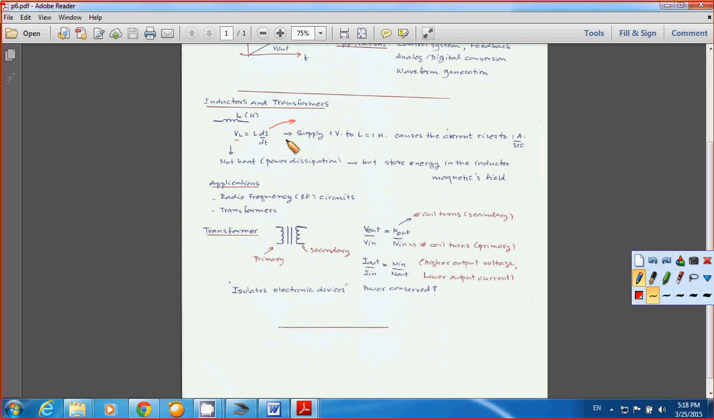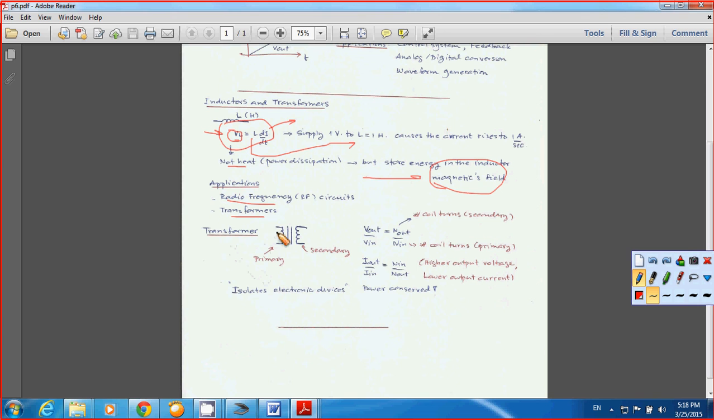Same concept as the capacitor. When you supply a voltage of 1 volt to L of 1 Henry, you're going to have the current increasing 1 amp per second. Okay, just look at the equation. And the same as the capacitor, not like the resistor, for the power dissipation, you have no power dissipation or no heat, but the energy will be stored in the form of a magnetic field. So you get involved with the magnetic field. And for inductors, they have many applications for radio frequency circuits, and also the transformer. That's very important for electronic devices.